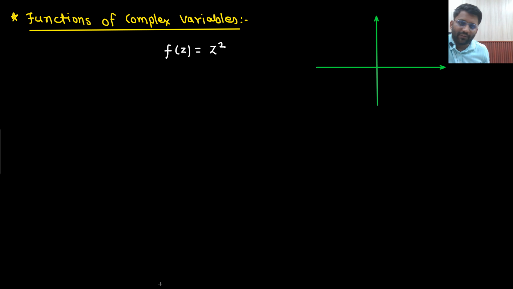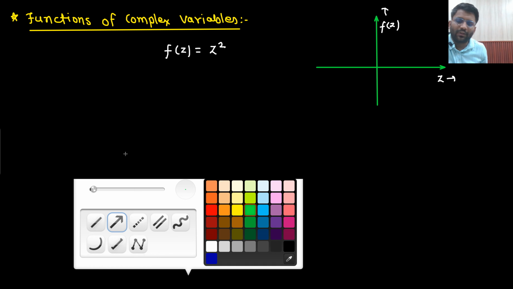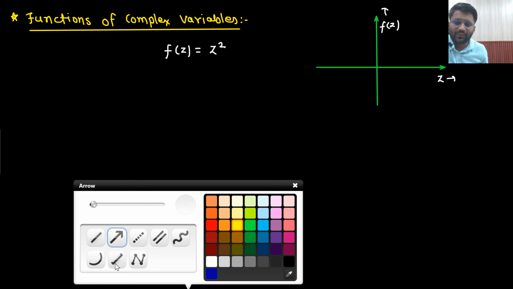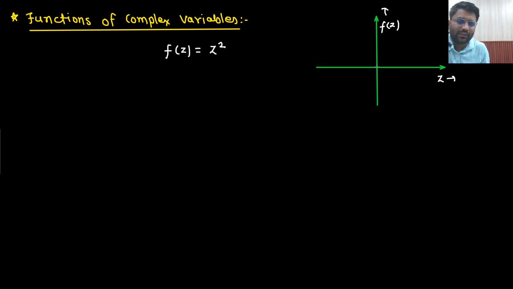Sir, here I will plot the value of z, and here I will plot f of z. So the graph would go f of z equals z square. I already know that the graph would look somewhat like this. Is this correct? This graph is wrong. Why is that so? Why is it wrong?